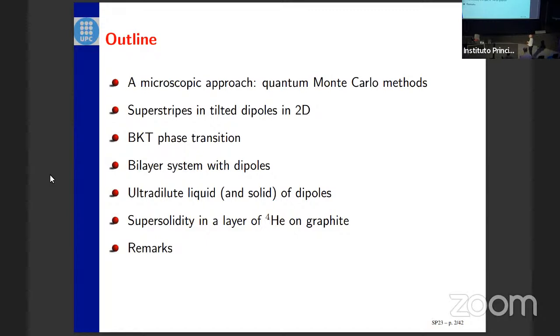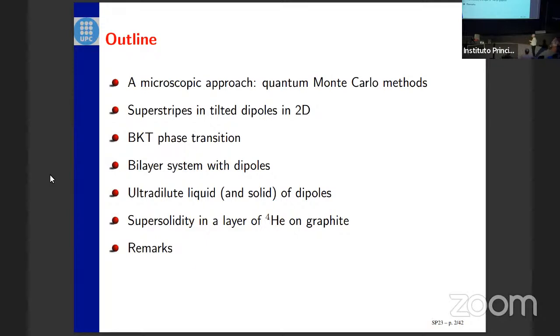Then I will discuss a funny system, which is a bilayer system. So imagine that I have 2 layers of dipoles, and there are a lot of funny things that emerge with this dipolar setup. I will try to show you. In particular, I will show that you can have an ultra-dilute liquid with dipoles playing with this bilayer geometry. I think it's a very interesting result. Hopefully some experimentalist can check if this works or not. This is a theoretical prediction up to now.